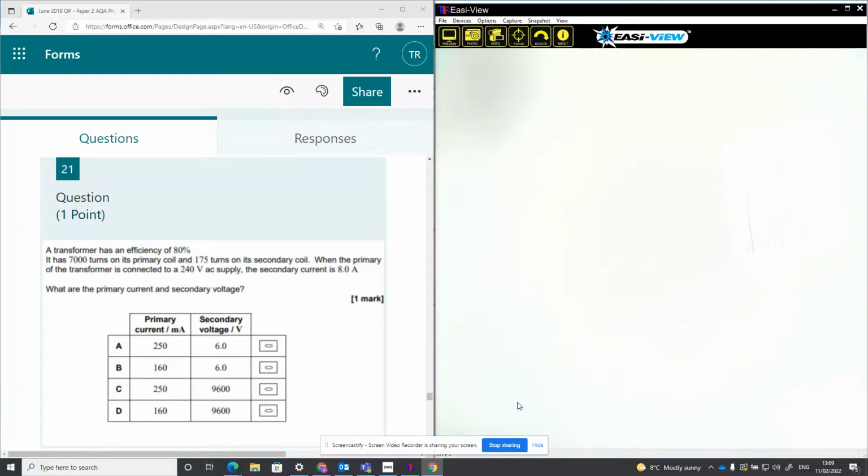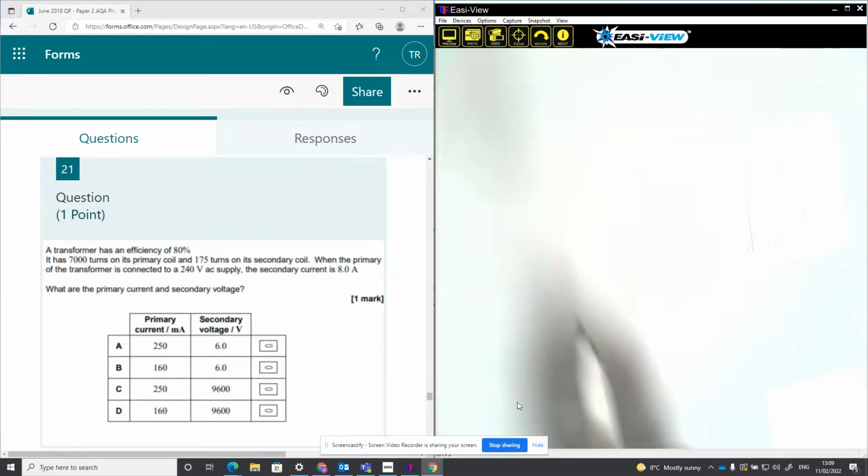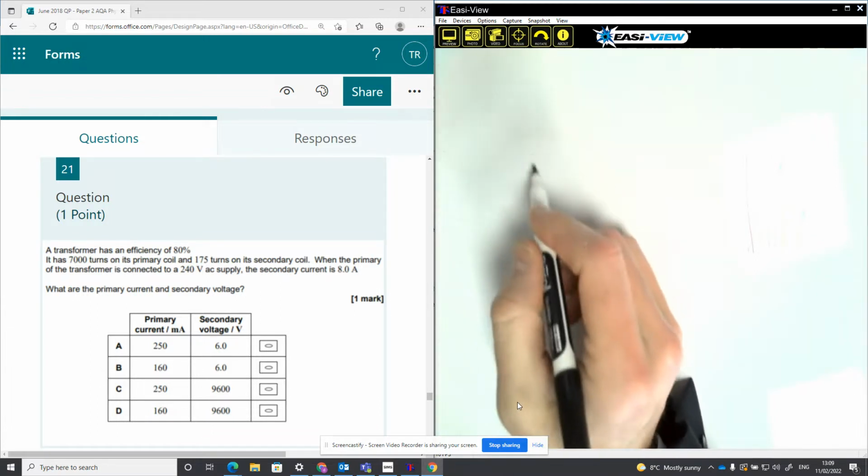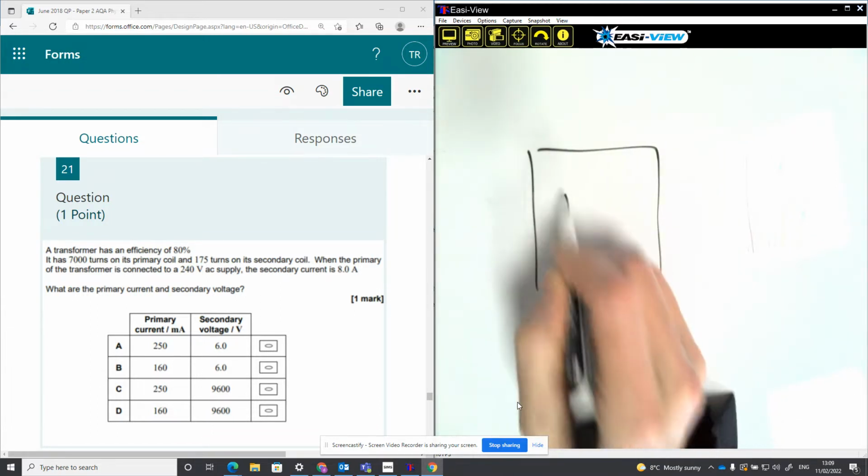This question is about transformers and the power in a transformer related to its efficiency. So we have a transformer, we're told the efficiency is 80%, and we've got 7,000 turns in the primary coil, and we have a secondary coil.